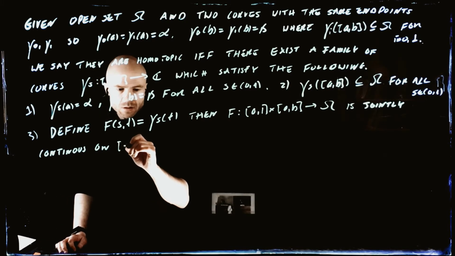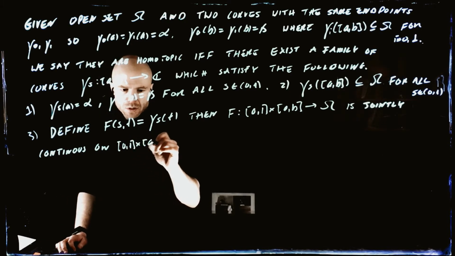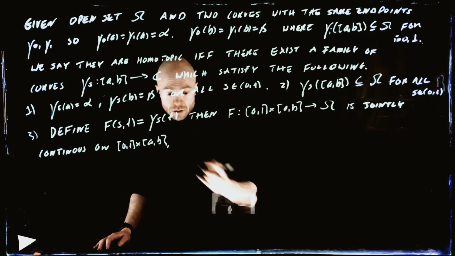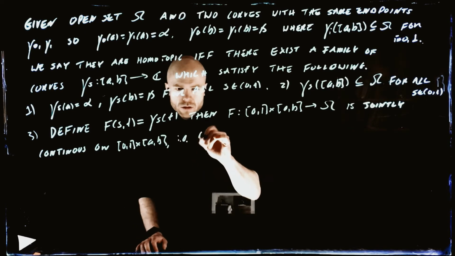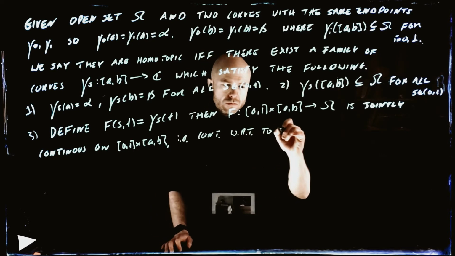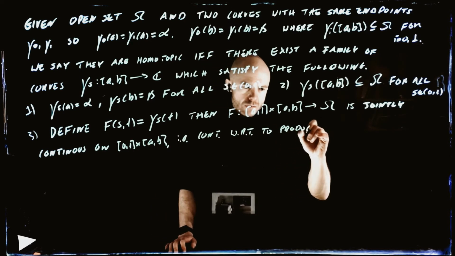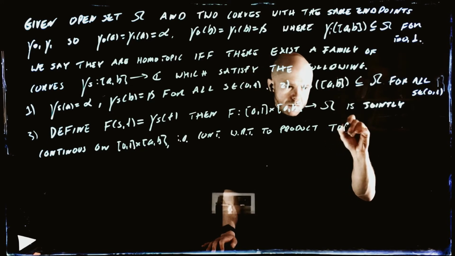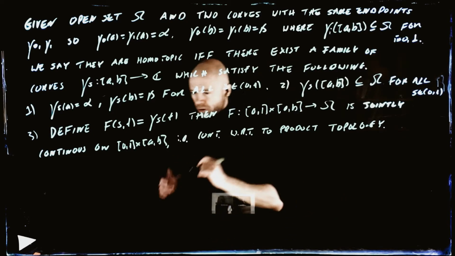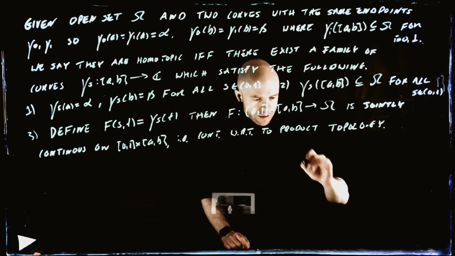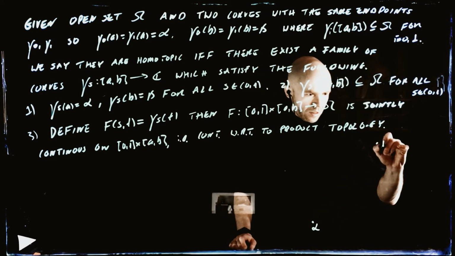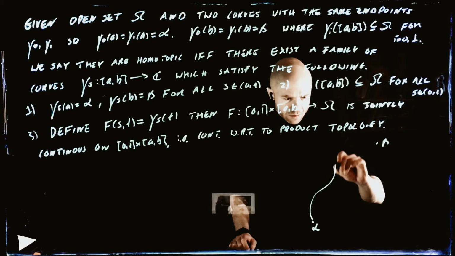On this set, 0, 1 cross, i.e. it's continuous with respect to the product topology on this set here. Okay, so lots of words and symbols, but let's draw the picture, which clarifies everything. Right, so we have some starting point here, alpha, and some ending point here, beta, and we have a curve.